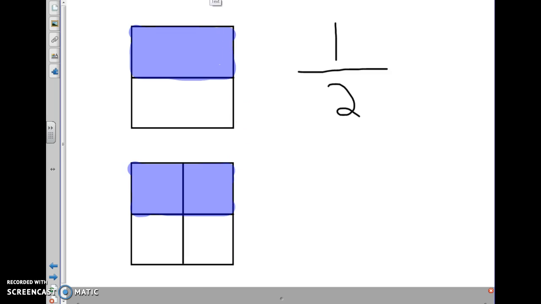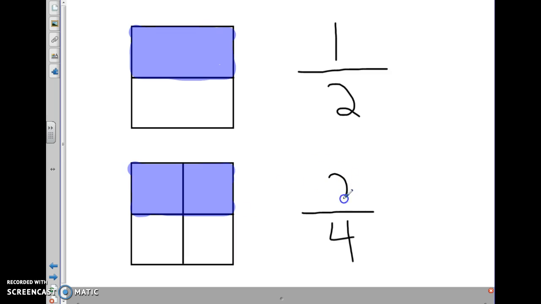So again, I have a line right here, right? The number on bottom is the total amount of pieces. Because I sliced it vertically now, we've got 1, 2, 3, 4 pieces on the bottom. That is called the denominator, right? And how many are shaded? There's 1 here and 1 here.